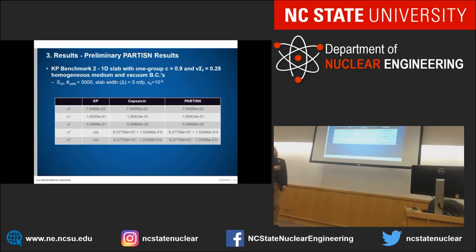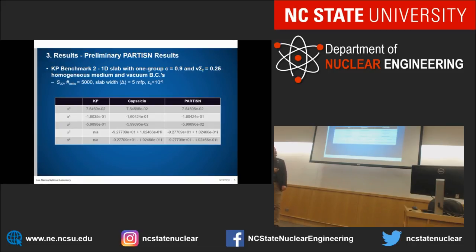You can see there's some deviation, in the third decimal point, in the second decimal point here. But really, this is a relatively unrefined discretization. If we further refine the discretization, we would see better agreement. But you do see the trend where, generally, when you look at higher order alpha eigenvalues, you require further refinement.